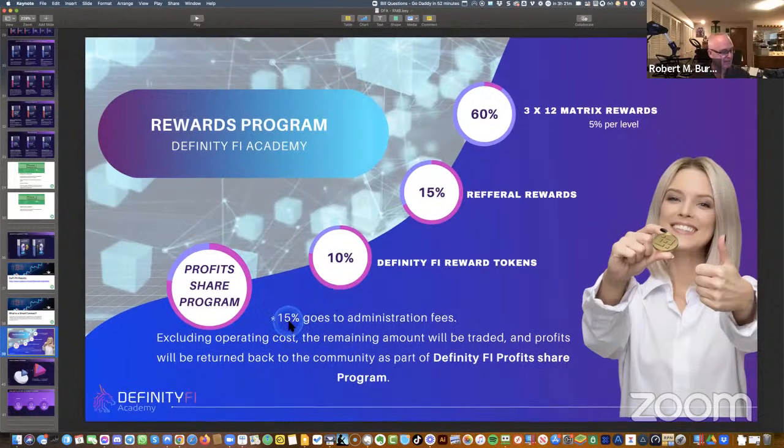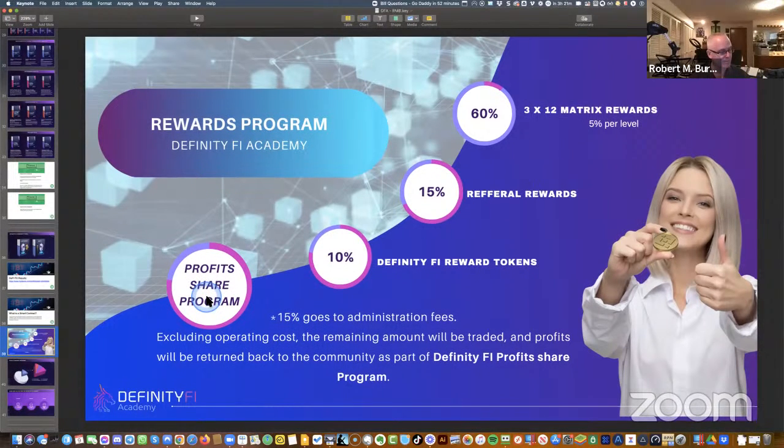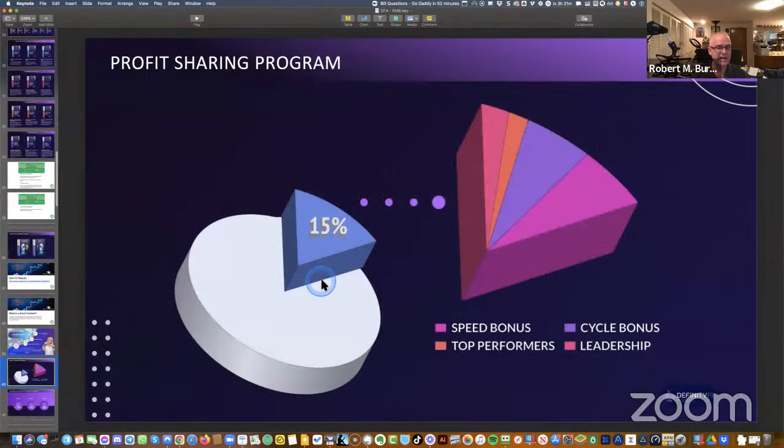The programmers, we find something that isn't quite right, and that then comes off the top. But the remainder gets paid to the field that has built an organization here. That's paid out in this manner. That 15%, whatever is left, is paid. There are different bonuses here: a speed bonus, a cycle bonus, top performers, leadership.